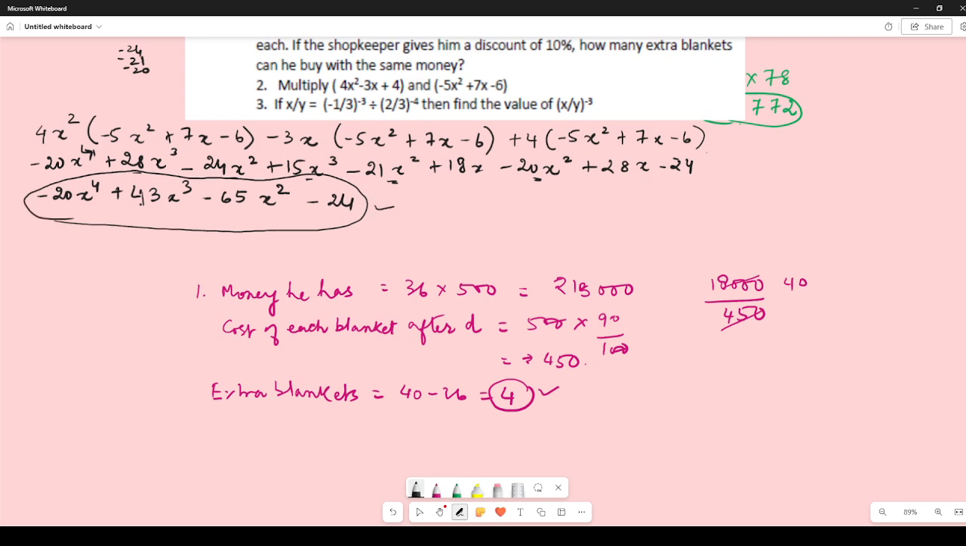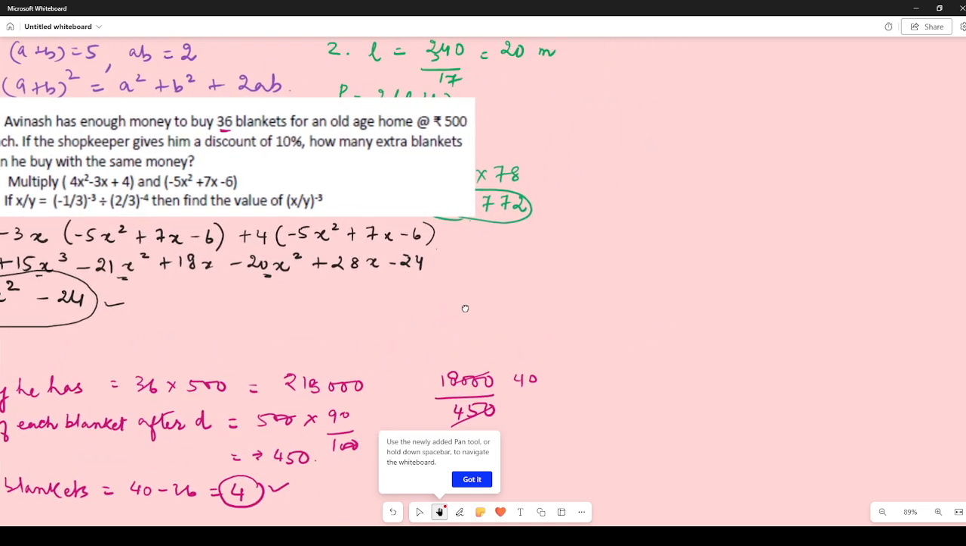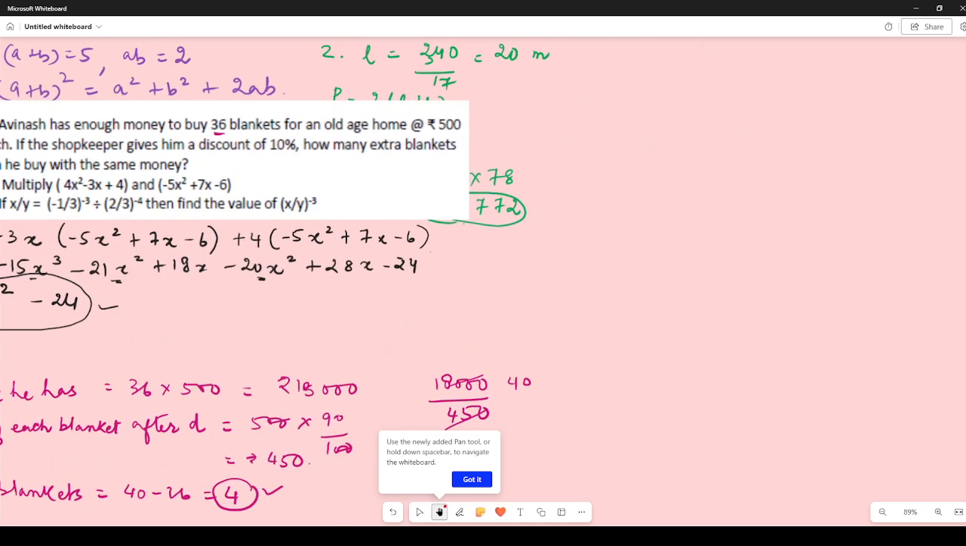Now let us look at the last question of this segment. So if x by y is equal to minus 1 by 3 to the power of minus 3. Let us first write the sum over here. Sorry, let me move the board a little bit. Yes. Let us write the question over here. This is the third question.